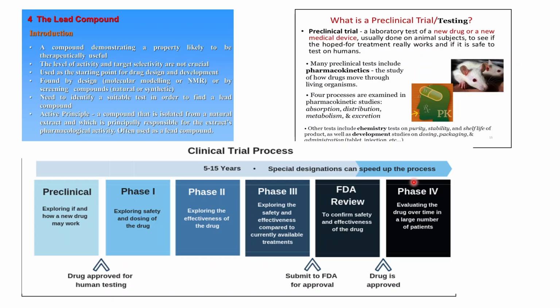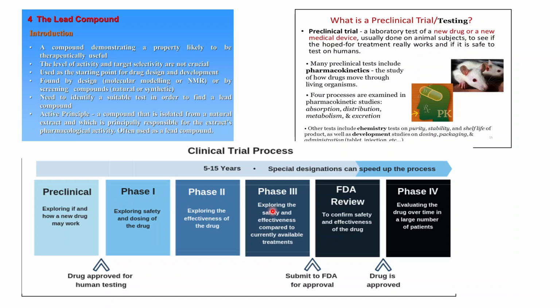Okay, so these are the things in the clinical process. The first is the preclinical trial, which I have already mentioned, exploring how the new drug may work and if it is safe to test on humans. Once the drug passes the preclinical trial with success, it is approved for human testing.